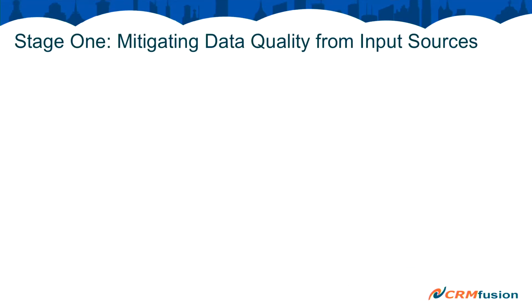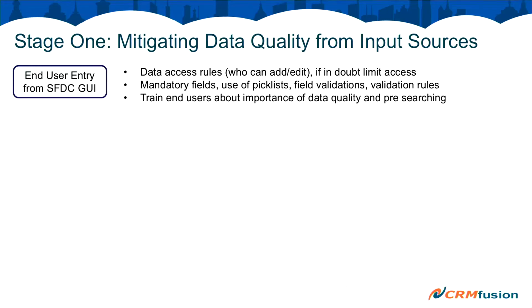So let's talk about mitigating data from the first source, end user entry. This is probably the easiest one to mitigate. This comes down to how the administrator designs the system. Data access rules, first of all. Who's allowed to add and edit data? A lot of places just leave it wide open. I think some of the best orgs out there control it a lot more. I have a number of customers where you're not allowed to create an account record without an approval process. Everyone's not just willy-nilly creating accounts out there. So you have to look at your own situation to decide, but I think the answer is, if in doubt, limit it. Keep as many people out of it as you can.